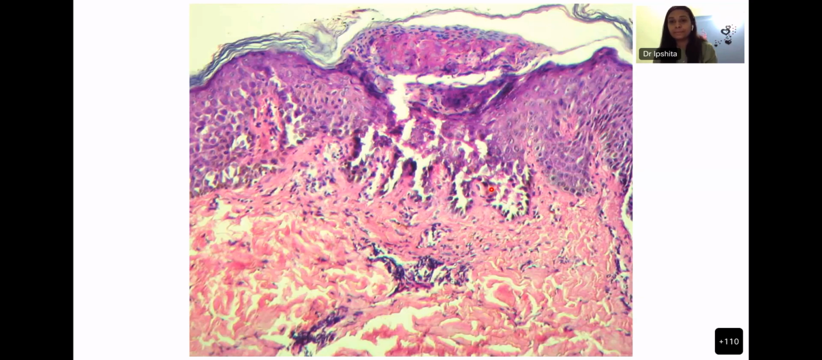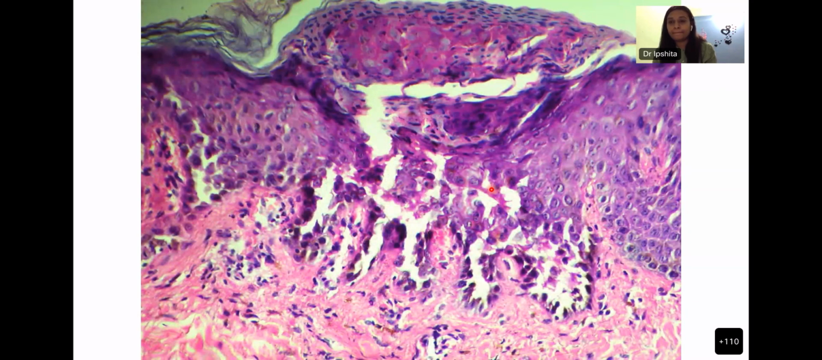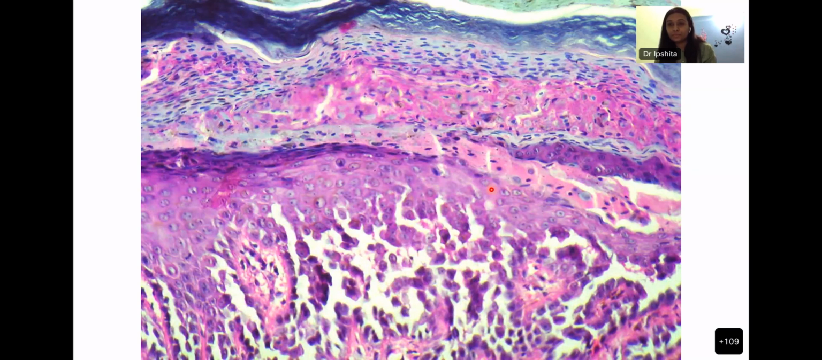So next slide, please. In high power view, we can appreciate acantholytic cells in the suprabasal region. So next slide, please. In this, dyskeratosis and parakeratosis is appreciated in the subcorneum region.